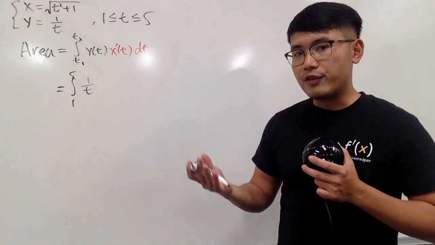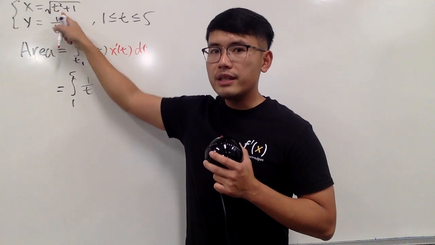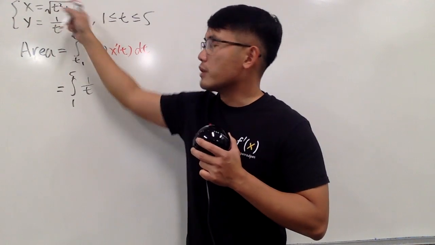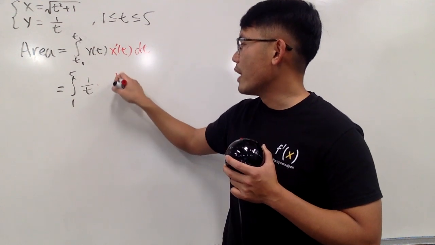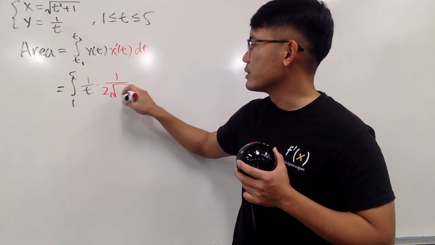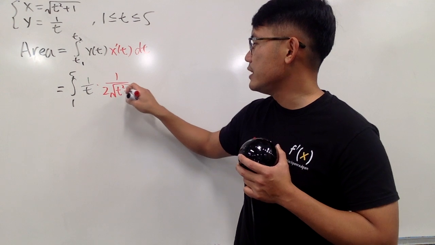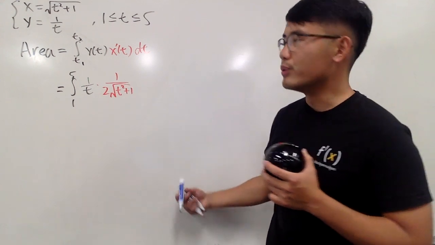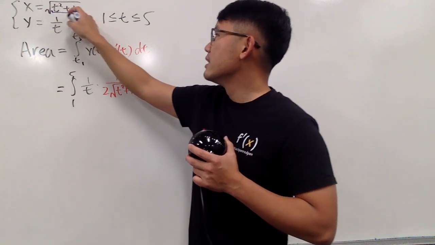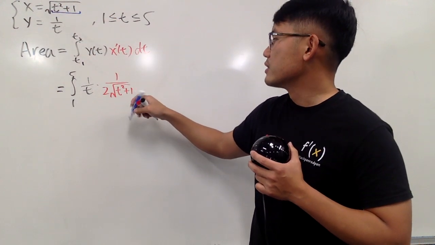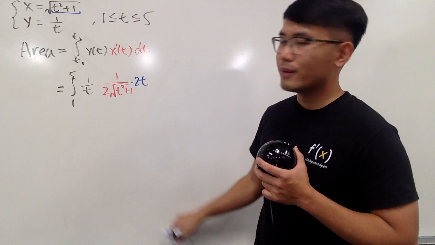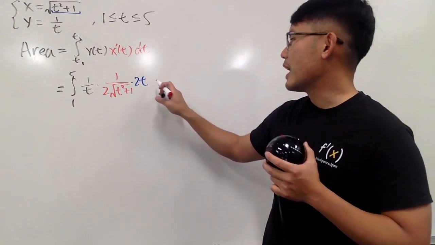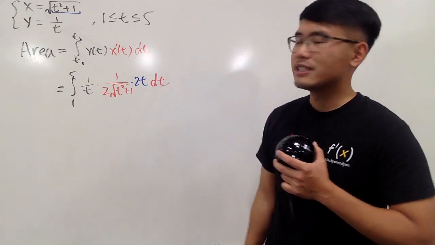And now, differentiating the x equation, the derivative of square root of something is first we do the 1 over 2 square root of the inside, which is still t squared plus 1. But don't forget the chain rule, the derivative of the inside. The derivative of the inside is 2t, so I will just put down multiply by 2t right here. And don't forget we still have the dt on the very outside.